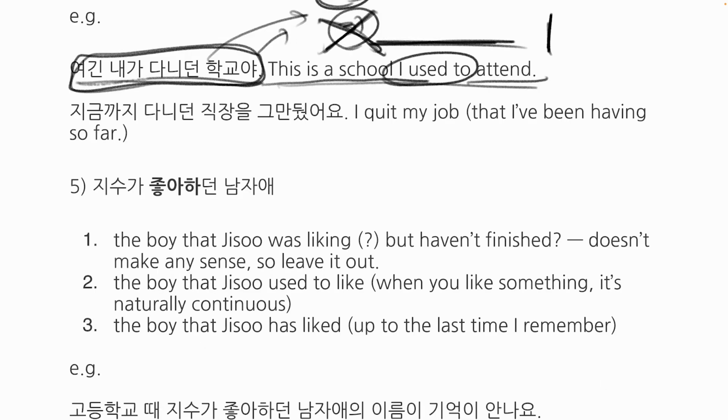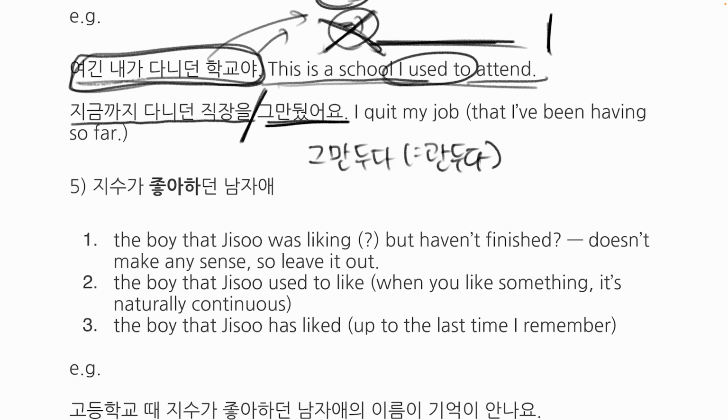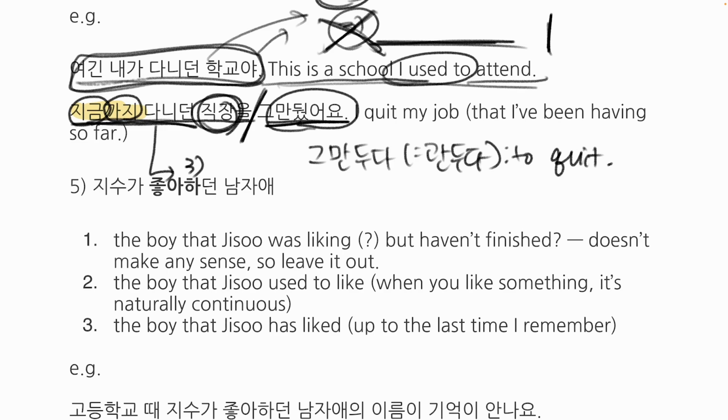And for this one, 지금까지 다니던 직장을 그만뒀어요. So 그만두다 or 관두다 means to quit. So I quit the job that 지금까지 다니던. So 지금까지 means up till now. So this adverb clearly states up till now, right? So this one most likely means the third one. The job that I have been going to till now.